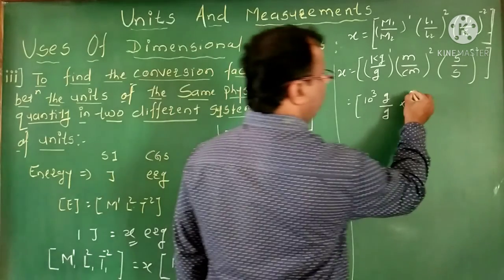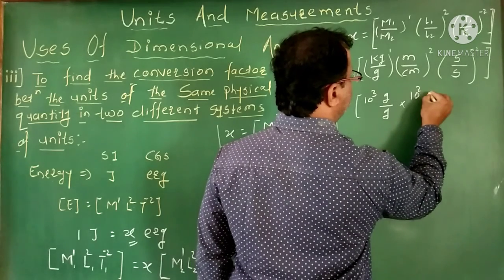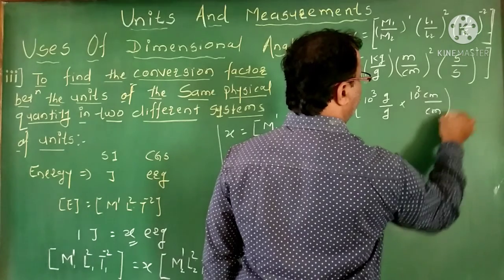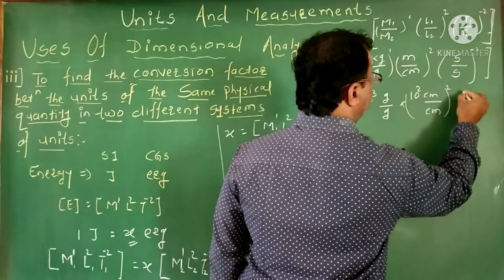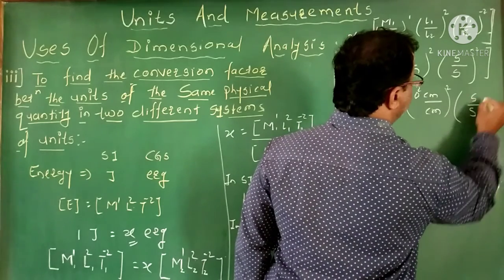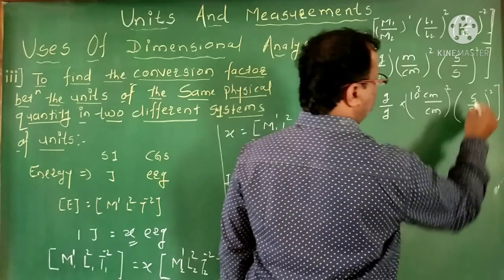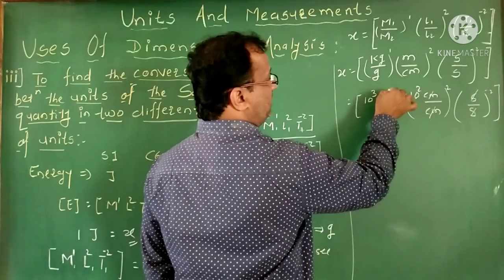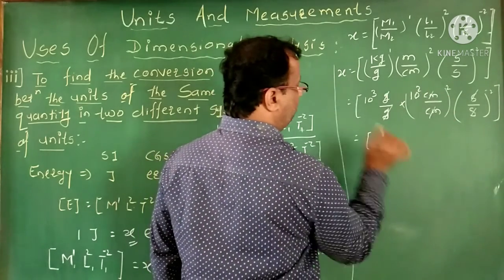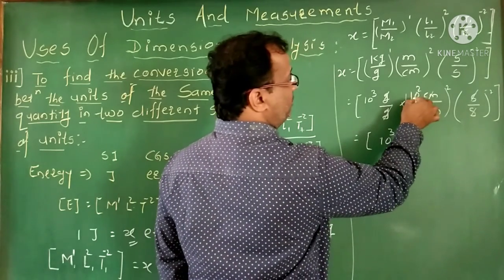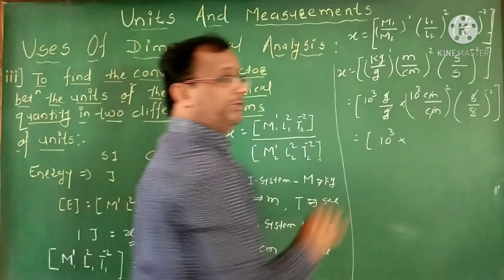We want to write it in the form of power. So 10 raised to 2 centimeter upon centimeter, and again their power is 2. Here second is as it is, second upon second, so here -2. Second gets cancelled, centimeter gets cancelled, gram gets cancelled. So in bracket here we get 10 raised to 3 as it is, and now this 10 raised to 2, and again their power is 2.